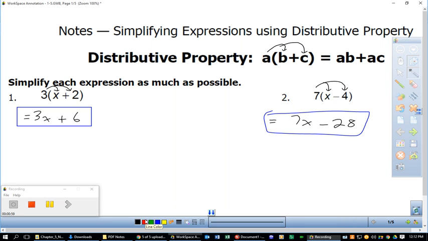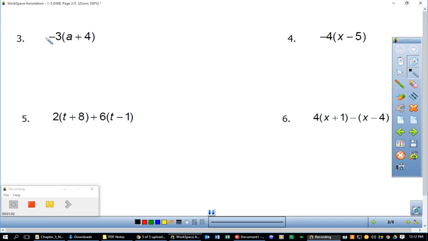I think I like my boxes better. All right, next, number 3. We have negative 3 on the outside, so we take negative 3 times everything. Negative 3 times a is negative 3a. Negative 3 times a positive 4 is a negative 12, so we have minus 12.